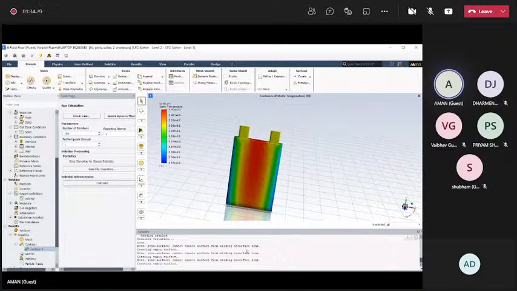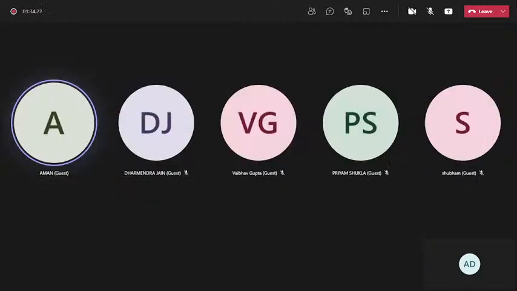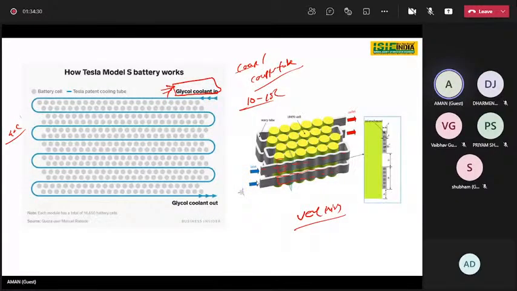I hope you now have an idea of how this particular simulation takes place and how we can do it. So that's all from my side for this analysis. If anyone has any question regarding the same, you can ask.